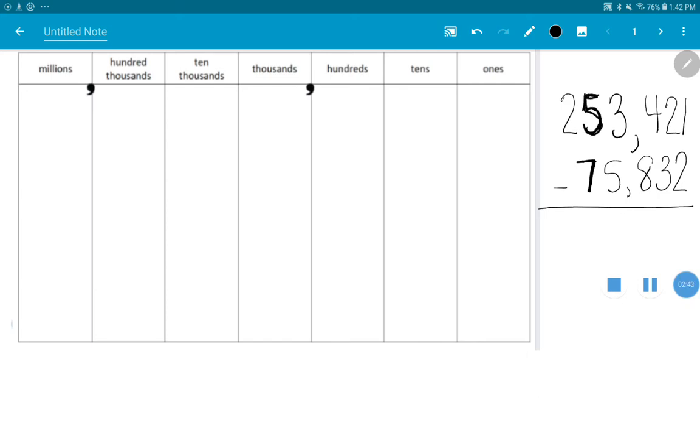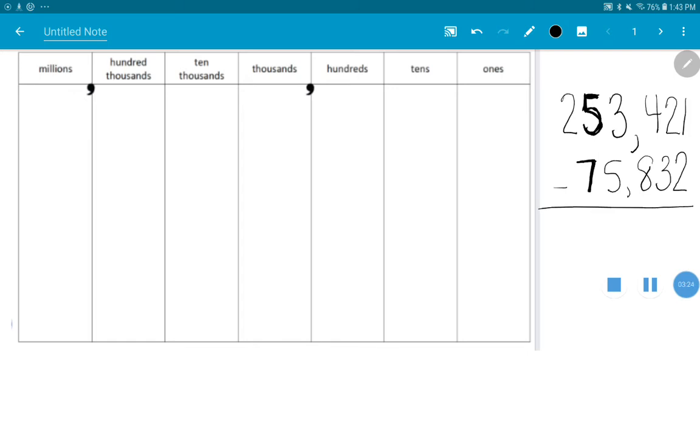A few people on Friday on your daily math quiz did not do that correctly. There were a few people who missed those questions because they started all the numbers in the same spot. Well, that doesn't always work. You have to pay attention to your place values and get those lined up. All right, so I've got 253,421. We lined up 75,832 in the 10,000s place value. So we can start to subtract.